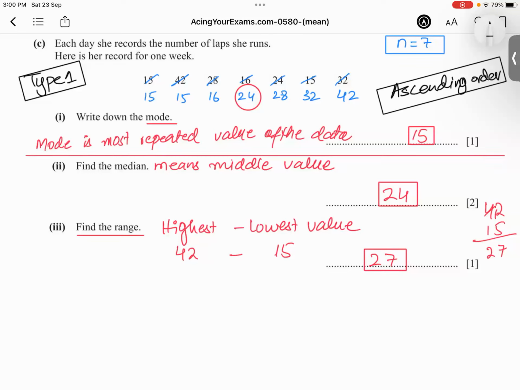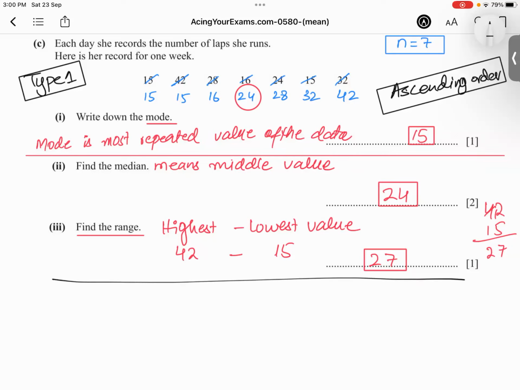Out of 7 days, she ran 15 laps on 2 days. Then they ask, what is the median? What is the middle value of the data? Forget about 42, the highest, and 15, the lowest. What is the mid value? So the mid value was 24 laps per day. But according to the range, 1 day she had, I think, enough stamina so that she ran 42 laps. It can happen that, for example, that day is Sunday, and she was not that tired. So that is the reason she ran 42 laps.